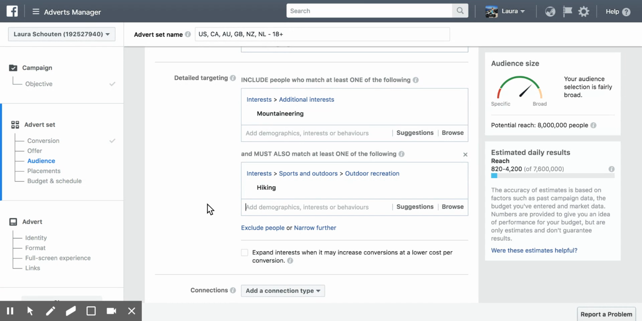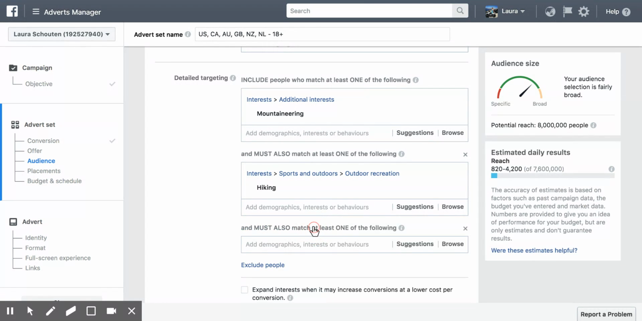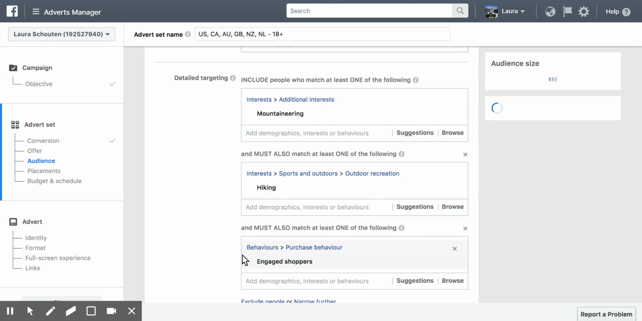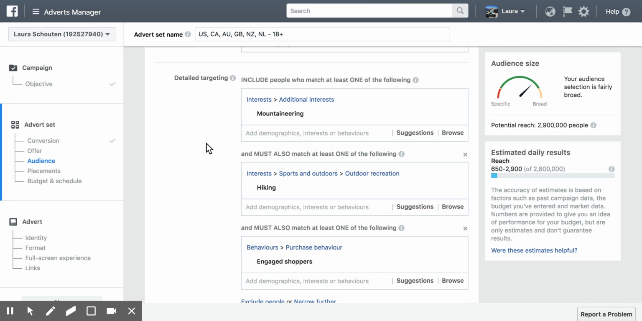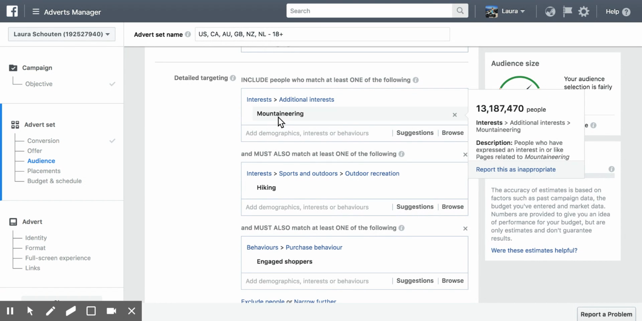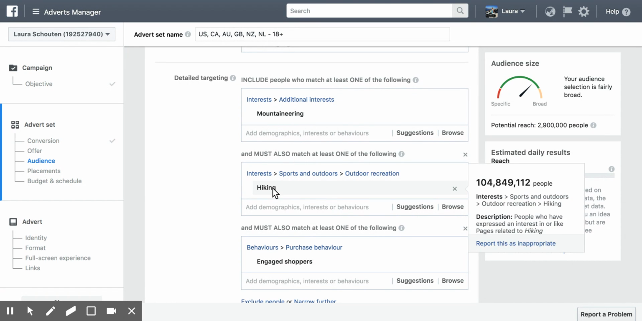And then you could narrow further, and then you can gain shoppers. See some examples. So I hope you're getting the hint here, guys. So people that are in the outdoors, it's so broad. It could be people into four-wheel driving, people that go camping once a year, people that just liked or seen a camping magazine and liked the page once. It's so broad. But once you get into specifics like mountaineering and hiking and engaged shoppers, it's going to target people who legitimately have a passion in it, okay?